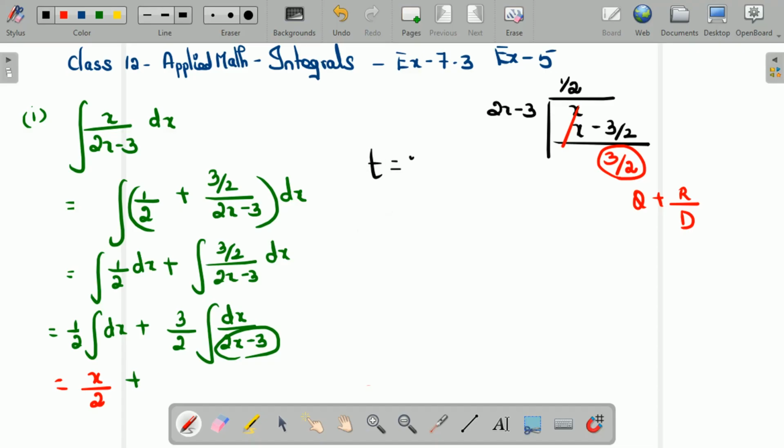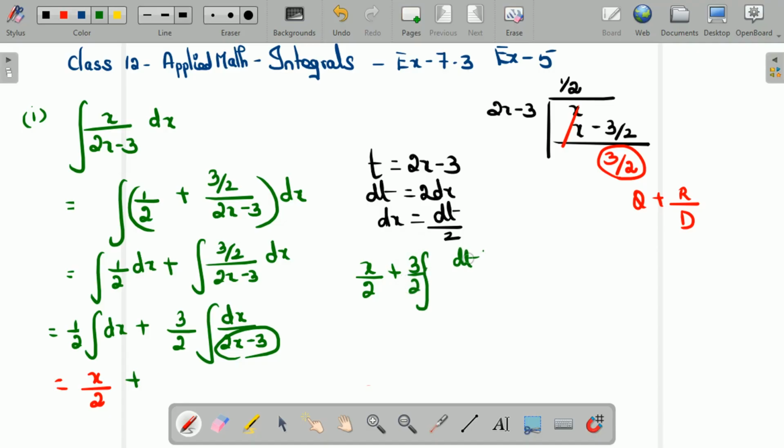So t is equal to 2x minus 3. So dt is equal to 2 dx, or dx is equal to dt by 2. Now the transformation. So this will be x by 2 plus 3 by 2 integral of dx, which is written as dt by 2, divided by t. So let's simplify this. So this is x by 2 plus 3 by 2. I'm taking 1 by 2 outside. So integral of dt divided by t.